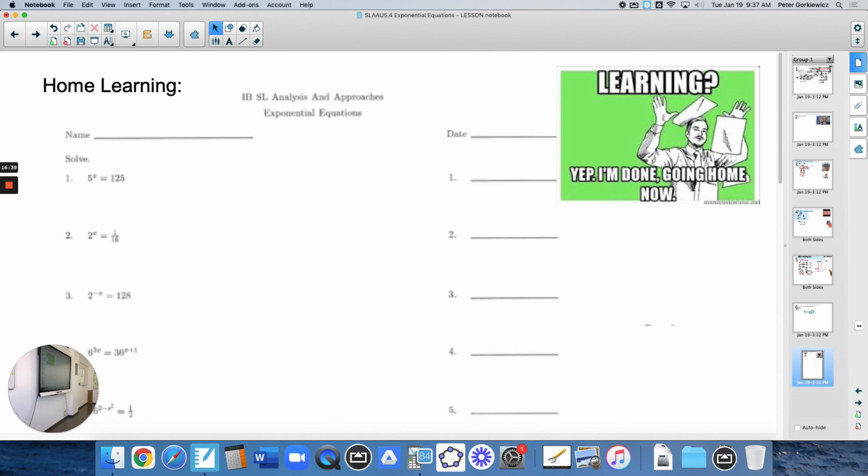What do we do? Exponential equations. Sometimes the solution that you lost wasn't a real solution, but sometimes it is. Just like if you say x squared equals.